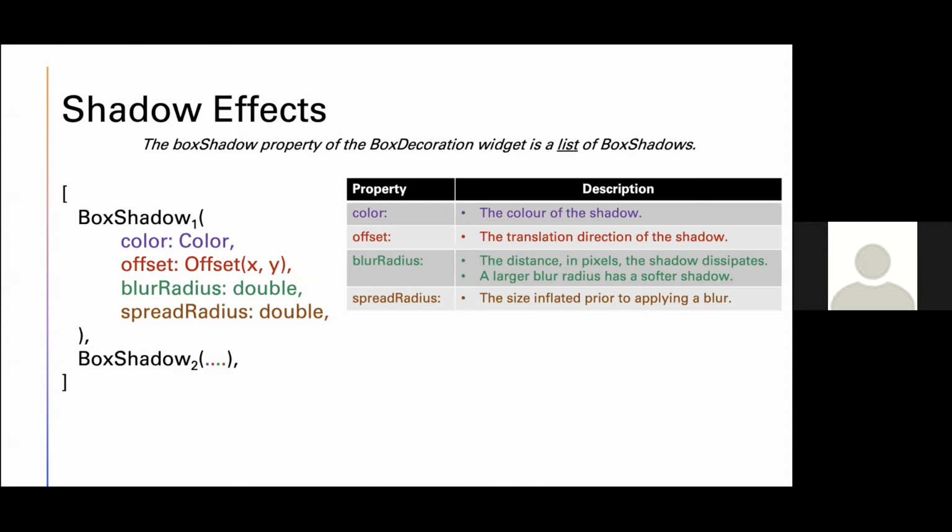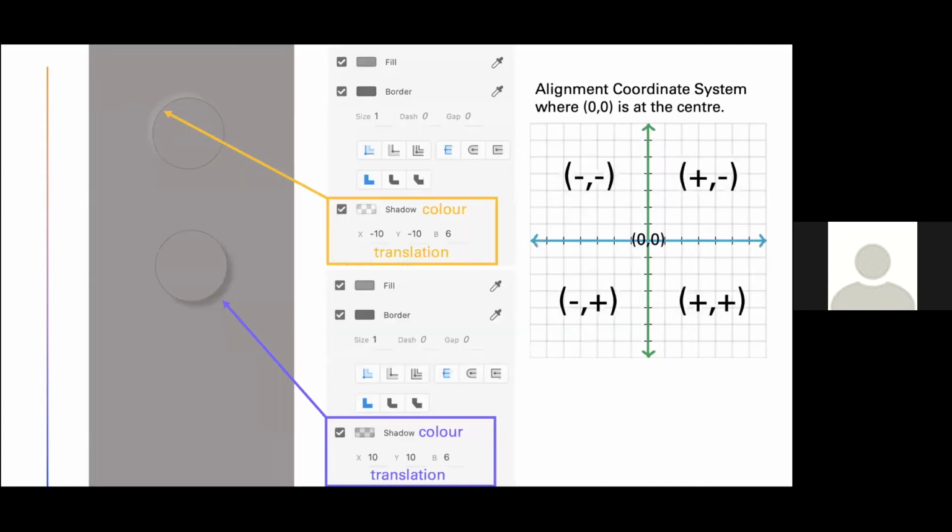The offset is going to be the translation direction that you want it to take. The blur radius is going to be the distance in pixels that you're going to have away. So the larger a blur radius has, it's going to be softer on the shadow. And then the spread radius, you can think about that as the size that it's going to inflate to prior to the blur happening.